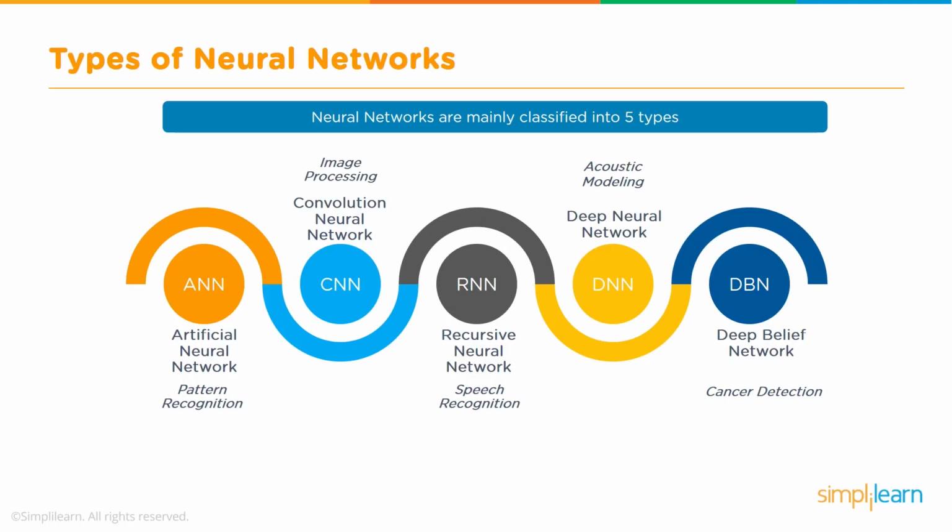Each of these types of neural networks can solve a special kind of problem. For example, convolutional neural networks are very good at image processing and image recognition and so on, whereas RNNs are very good for speech recognition and also text analysis and so on. So each type has some special characteristics, and they are good at performing certain special kinds of tasks.